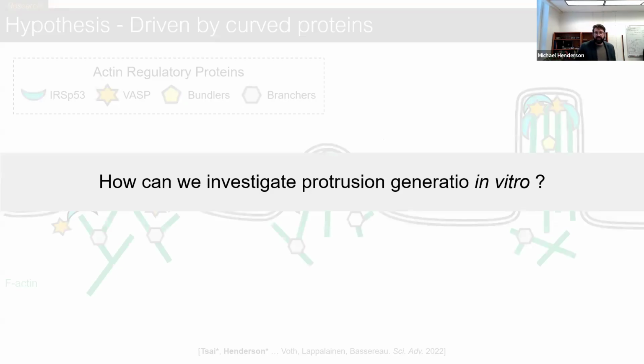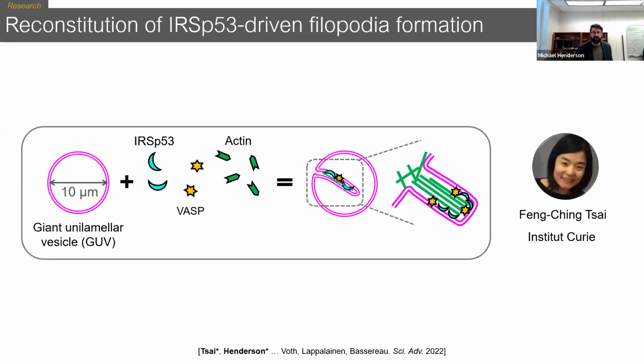So how can we investigate this in a controlled manner? The cell is a beautiful system, but it's very complex with all the different regulatory processes occurring within it. So with one of my amazing friends and colleagues, Fong, we worked to develop a reconstitution assay where we take synthetic vesicles, particularly giant unilamellar vesicles, which we call GUVs, and interface them with purified protein components.